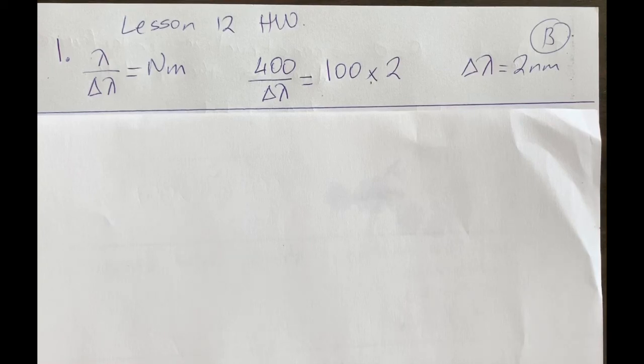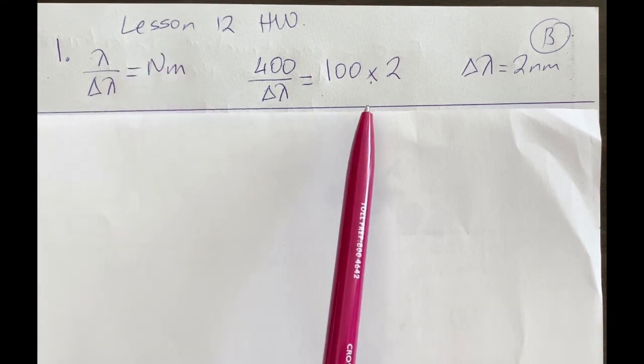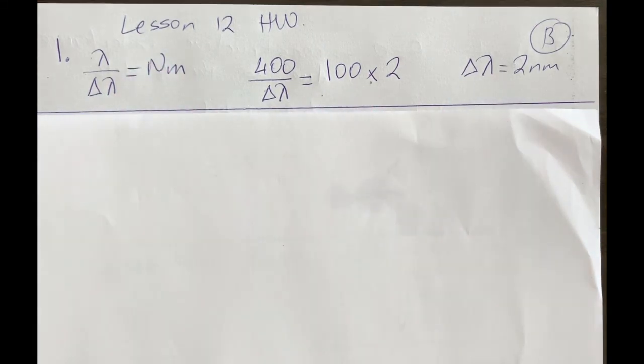Hi, these are the solutions to the homework at the end of lesson 12. The first question is about a diffraction grating resolving light of wavelength 400 nanometers, which illuminates 100 slits on a diffraction grating. Using the resolvance of diffraction grating formula, substitution gives 2 nanometers for the answer, so the answer is B.